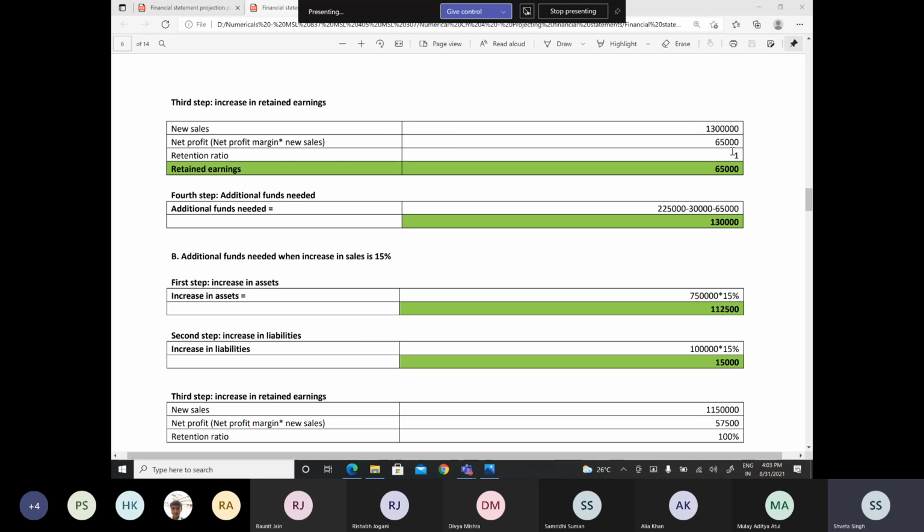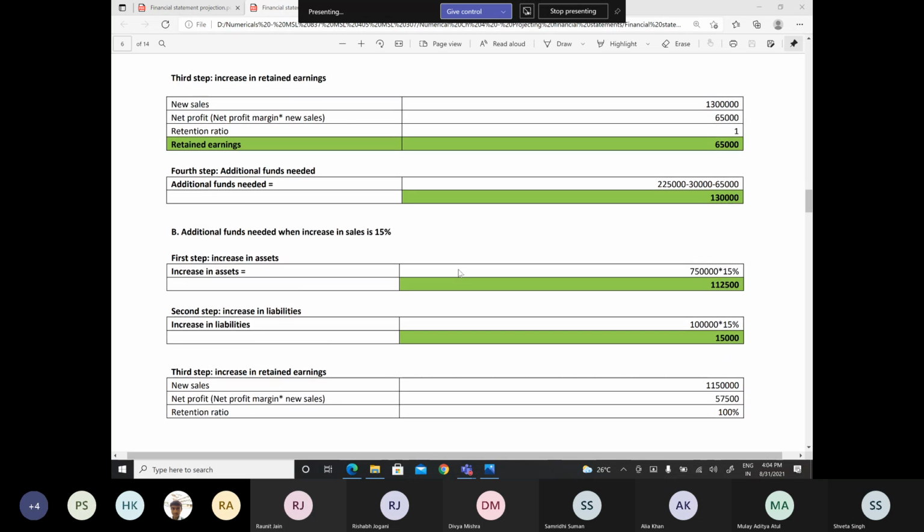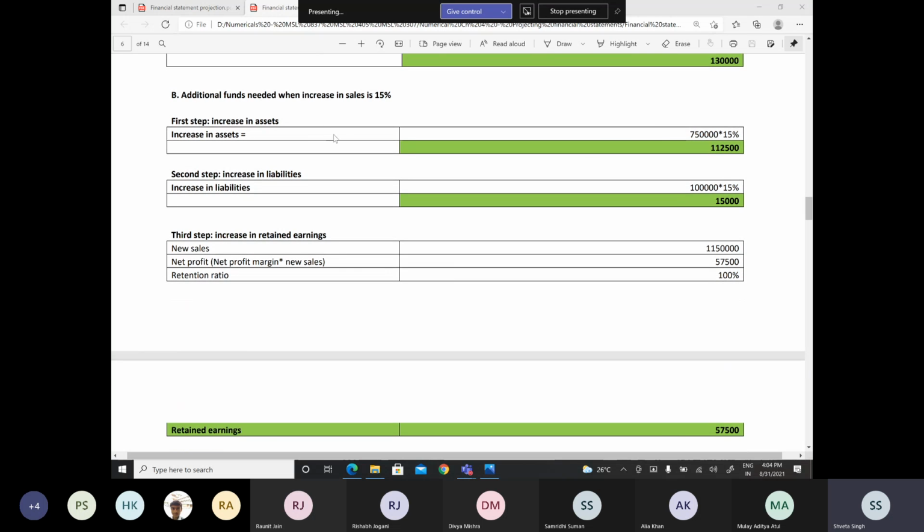So what is the net amount required? That is additional funds needed. It is nothing but the amount required for increase in assets minus the increase in liabilities minus the increase in retained earnings. So we have already calculated this. So it is $225,000 minus $30,000 minus $65,000. And so the additional funds needed by the company is $130,000.